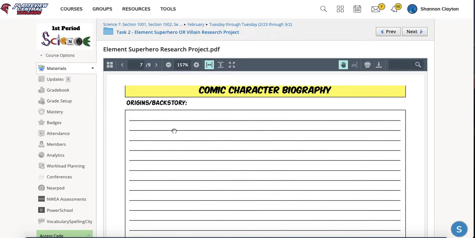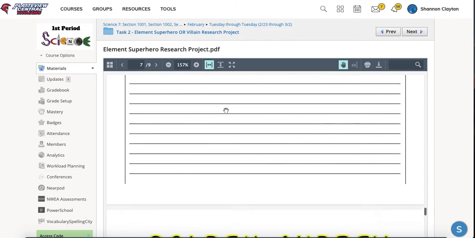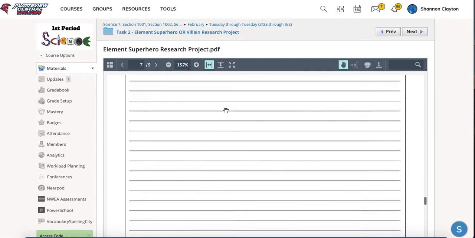Did anybody watch The Joker, the movie? Ooh, that's a good movie. That was a good example of a background or an origin for a villain. That was excellent. Okay, so it's just one page. I want you guys to fill this out.